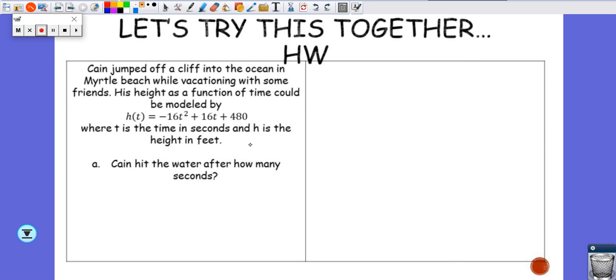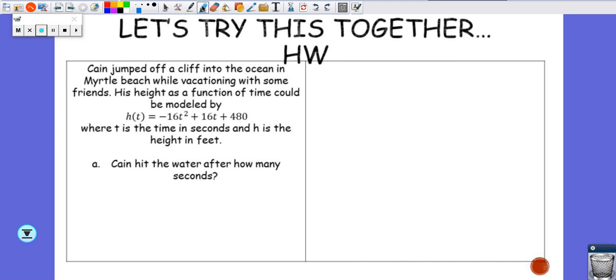So let's go ahead and talk about this quadratic word problem, and we'll jump into it. We know all the different ways to solve a quadratic, and now we're going to use them in word problems. This question says, Kane jumped off a cliff into the ocean in Myrtle Beach while vacationing with some friends. His height as a function of time could be modeled by this equation right here, where t is the time in seconds and h is the height in feet. Kane hit the water after how many seconds?